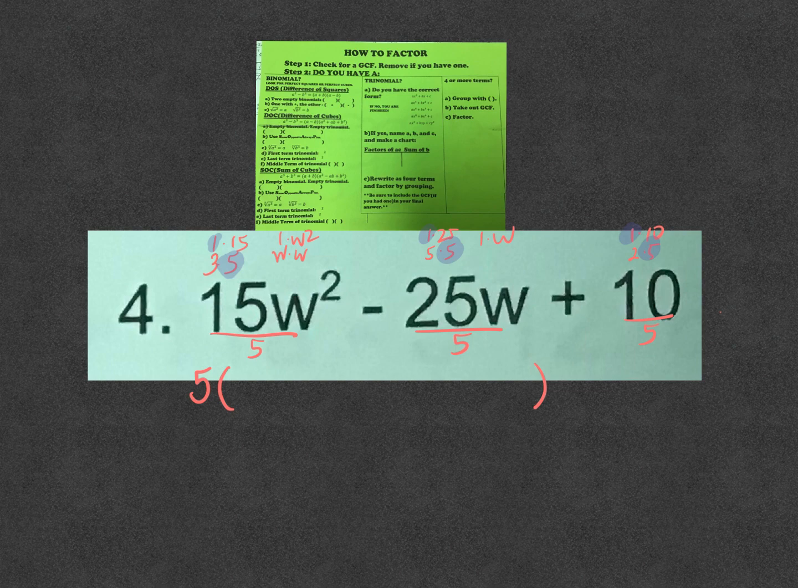15w squared divided by 5 is 3w squared. Negative 25w divided by 5 is negative 5w. And 10 divided by 5 is positive 2.